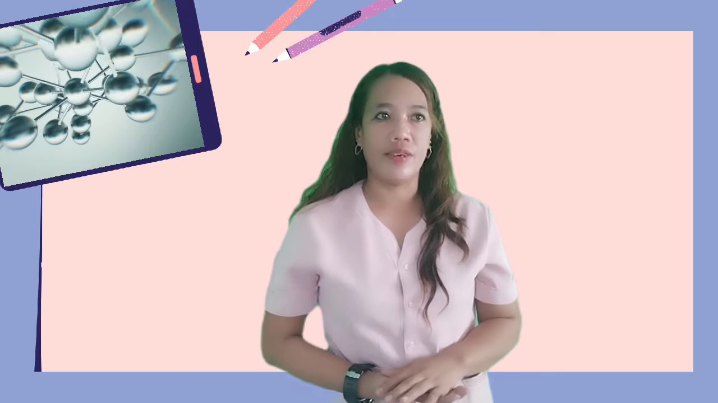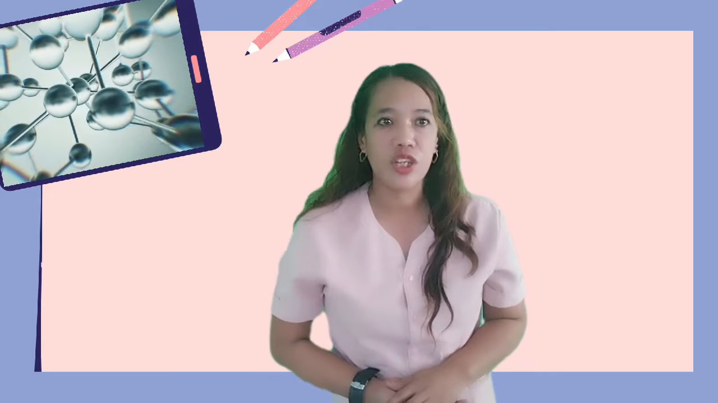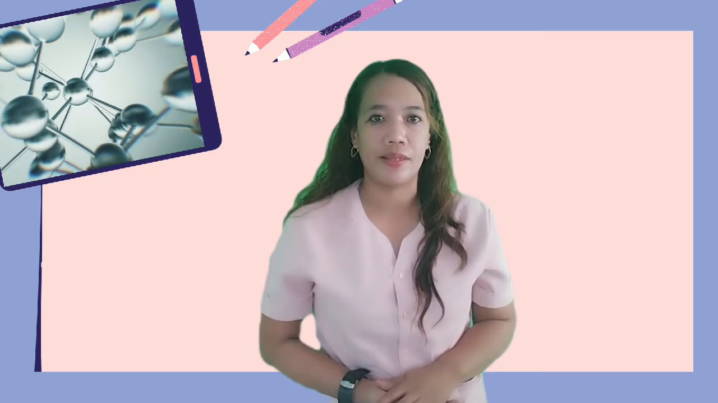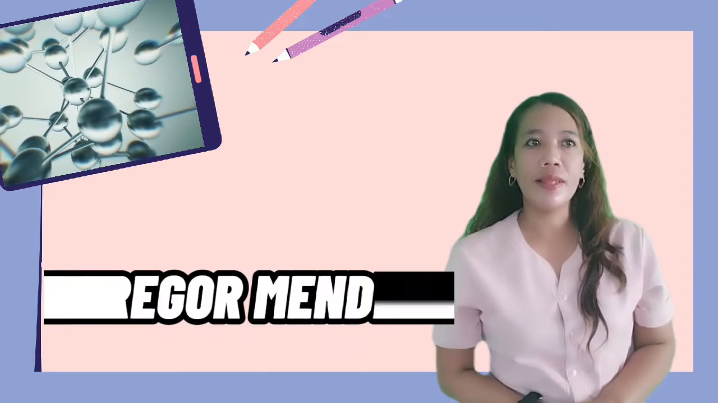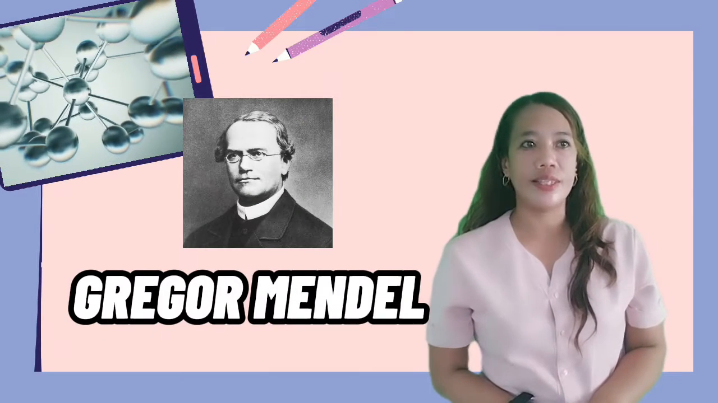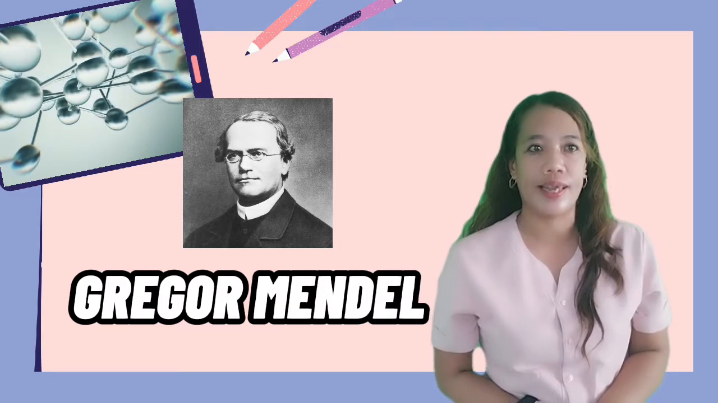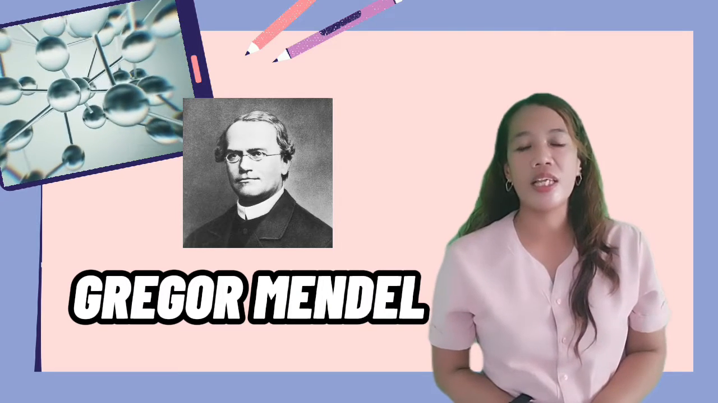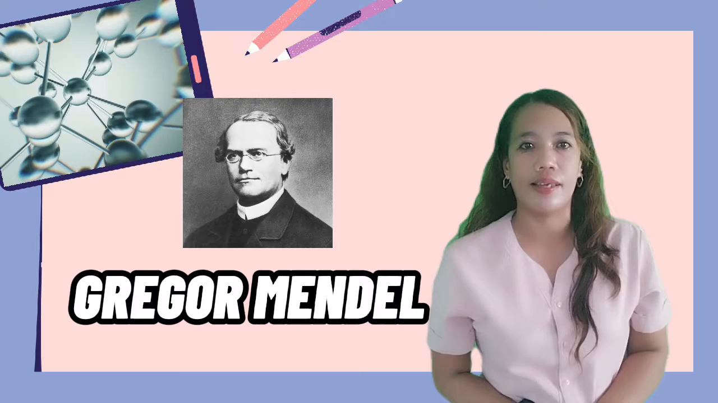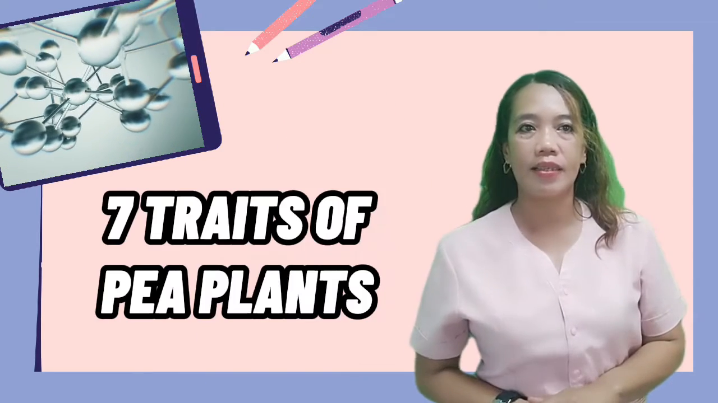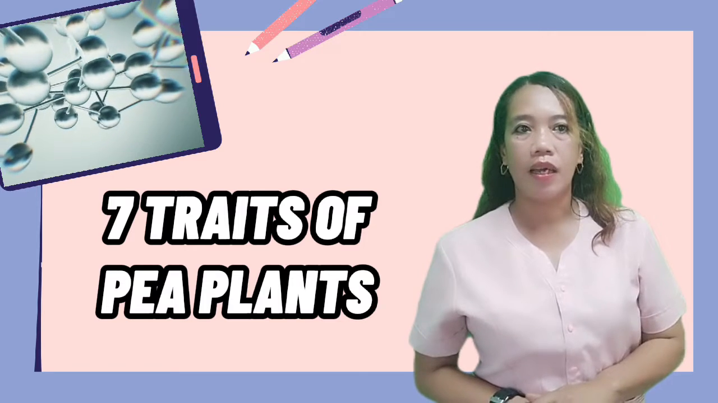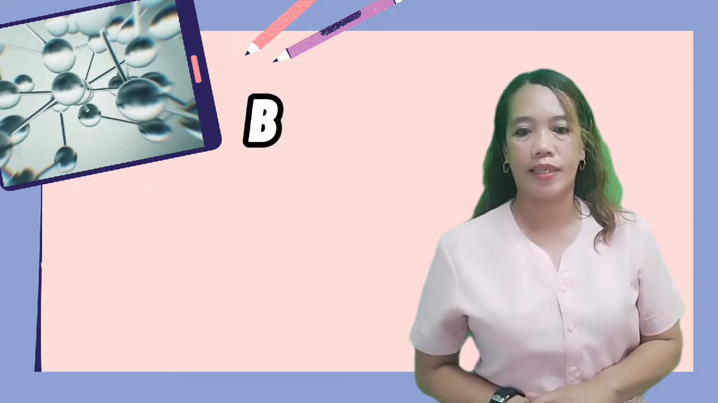During the 1800s, scientists started to study heredity through scientific experiments. Gregor Mendel paved the way to our understanding of how traits are passed on from one generation to the next. Because of this, he is known to be the father of genetics. How did Mendel discover the study of genetics? He studied 7 traits of pea plants. He used pea plants for these reasons.